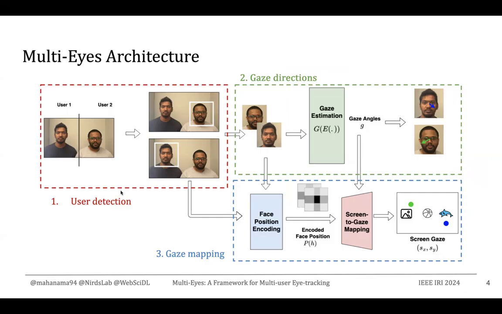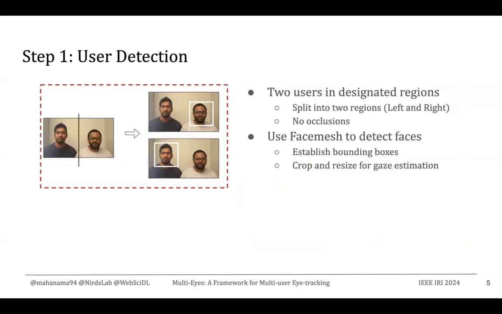The architecture of our approach has three main steps, starting with user detection, followed by gaze estimation, and finally mapping the gaze into real-world objects or targets. Now let us go through each of these steps in detail.